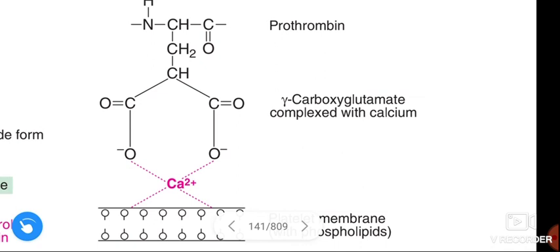This is about the biochemical functions of vitamin K.